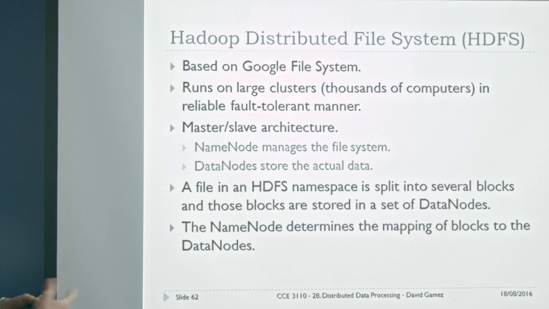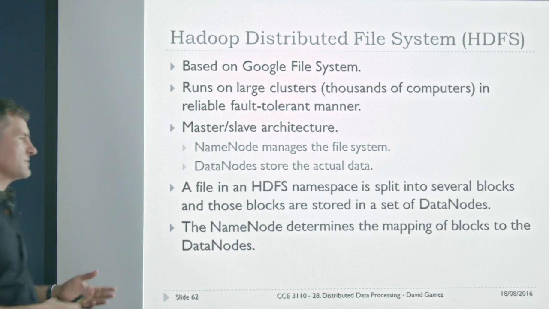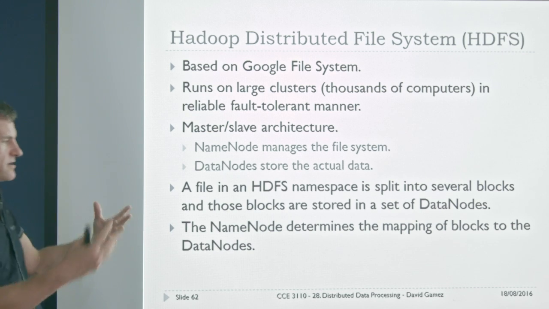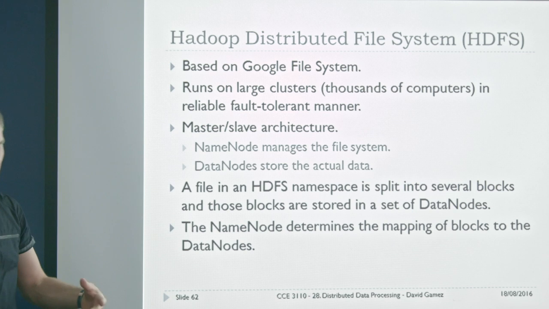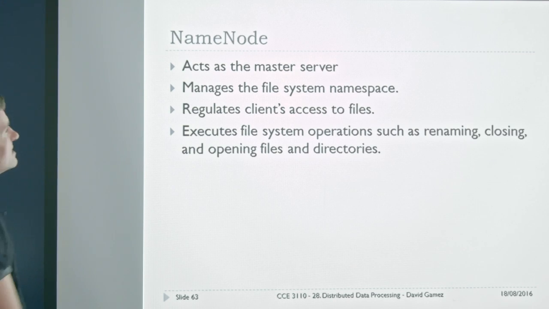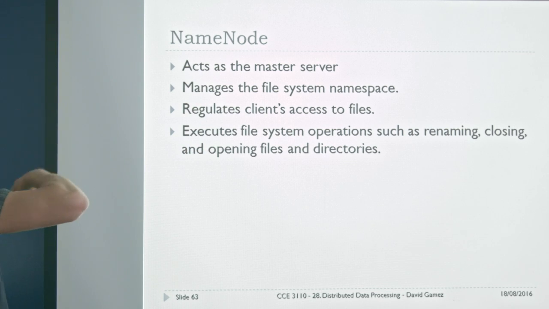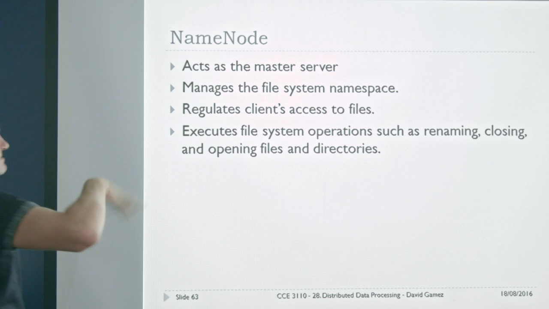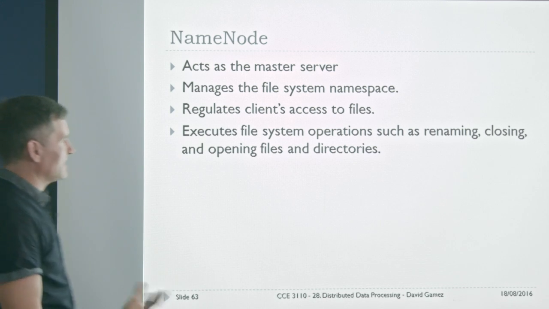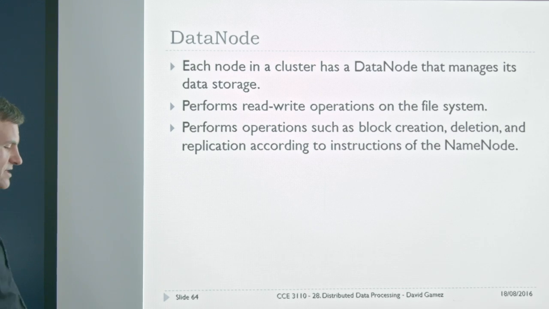And so to store a file, you split it into several blocks. These blocks are distributed across the data nodes, and then you've got this name node that's controlling the whole thing, determining the mapping of blocks to the data nodes and the replication of the blocks across data nodes to handle failures. So we've got this master server called the name node that manages the namespace and regulates the client's access to the files, and it does all the file system operations such as renaming, closing, and opening files and directories, and so on. And then the data nodes actually hold the data.